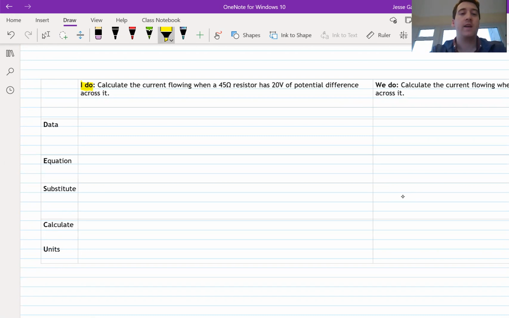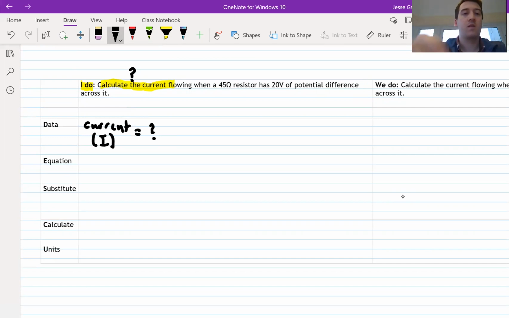My first line is data. What data do I have in the question? Here are the key parts of the question. It says calculate the current, so I need to find the current. I obviously do not know the current, so that's going to be a question mark. In my data line, current, which has the symbol I, is equal to question mark.